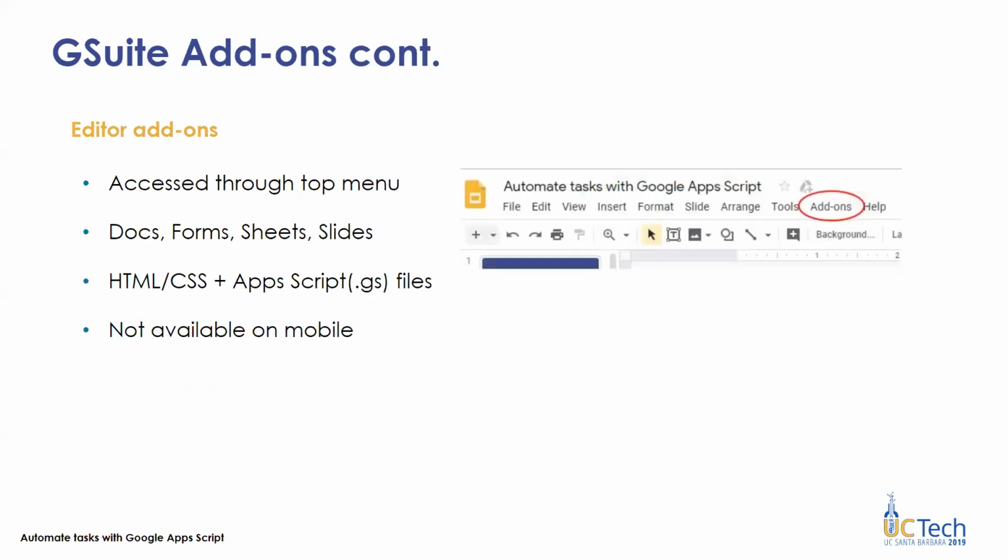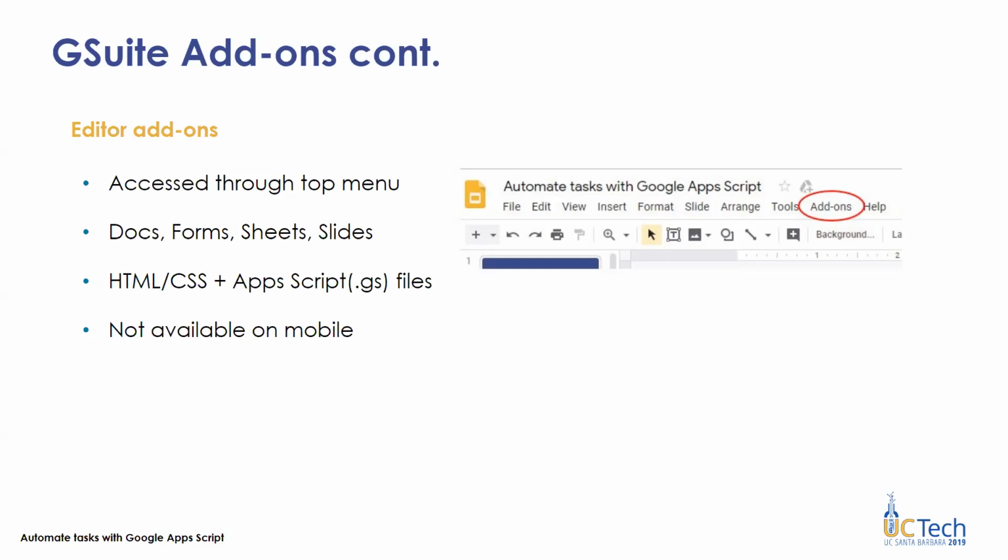So there's two types of add-ons right now. The first one's called editor add-ons. We're not going to talk too much about this because Google is going to be moving away from editor add-ons in just a few months here. So basically the main difference between editor add-ons and what I'll show you next is that with editor add-ons, you write the UI just like you would with a lot of your other applications, through HTML and CSS.